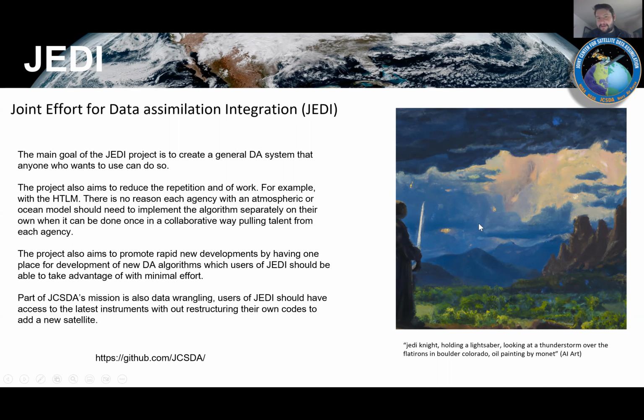This picture I just included because it's kind of fun. It's generated by an AI algorithm where you give a description, and at a week-long relaunch event that we had at JCSDA, we had a contest to get something to hang. So eventually this will be hanging in JCSDA. It's just a Jedi Knight with a lightsaber looking at a thunderstorm over the Flatirons in Colorado. I like that they added oil painting by Monet, and the AI sort of seemed to pick up on that. So I thought that was very fun.